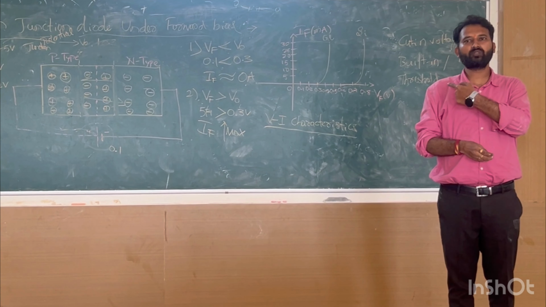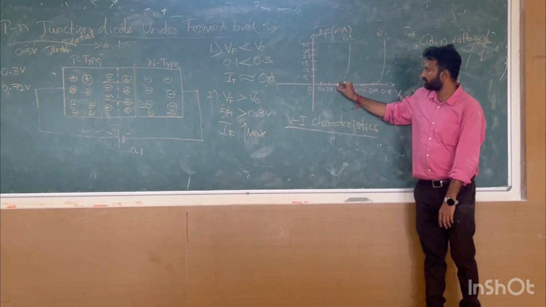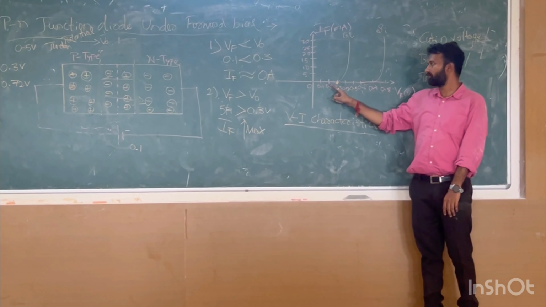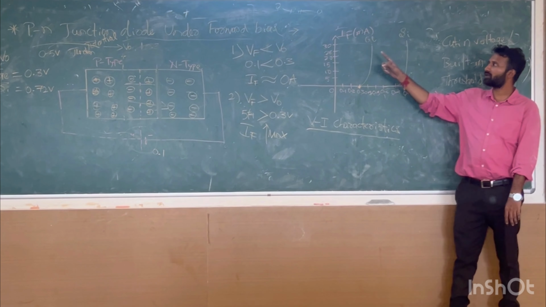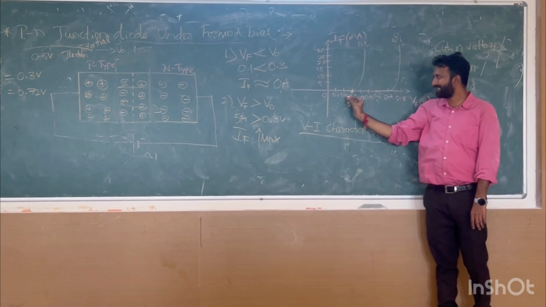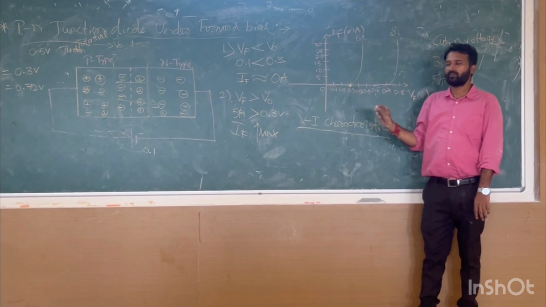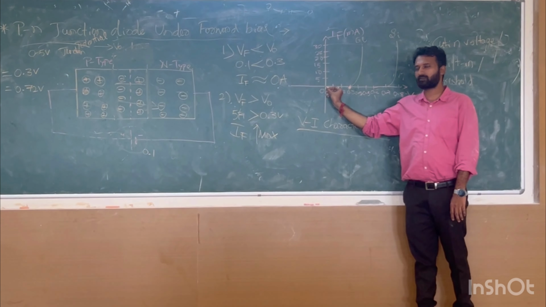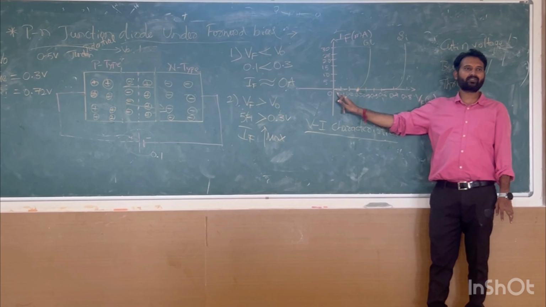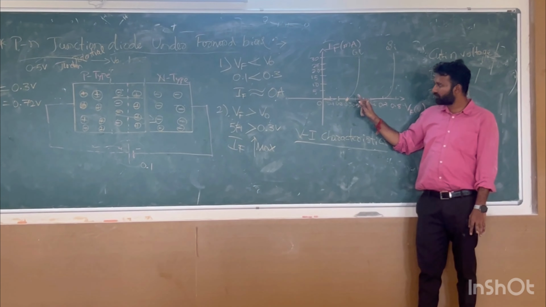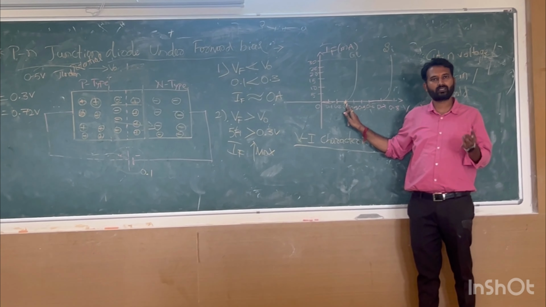Now let me tell you what is meant by cut-in voltage. Focus, everyone focus here. What is your x-axis? Forward voltage. What is your y-axis? Forward current. At a certain forward voltage, below which your current is 0, current is 0. Below this, what is your current? 0. That voltage is nothing but cut-in voltage or built-in voltage or threshold voltage.